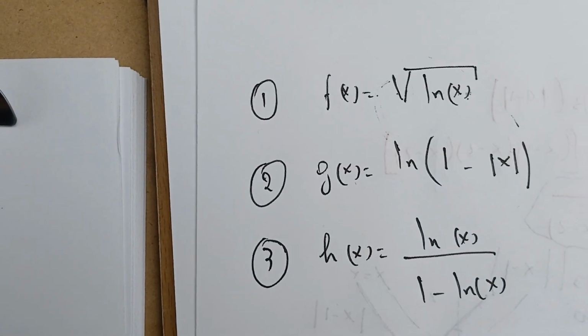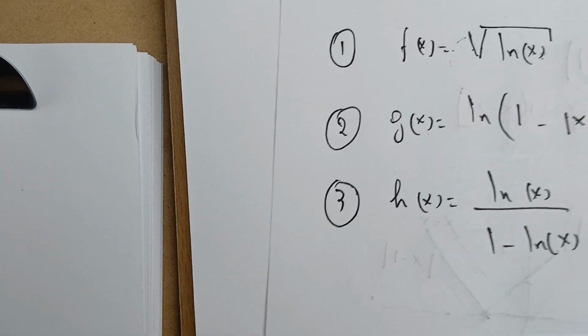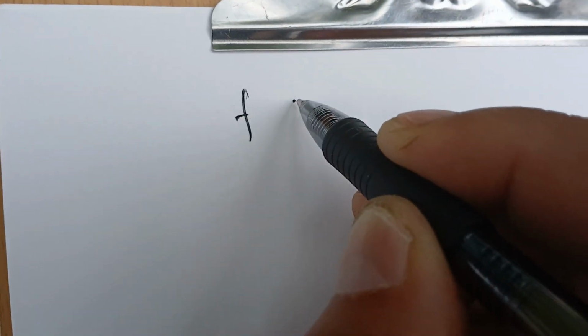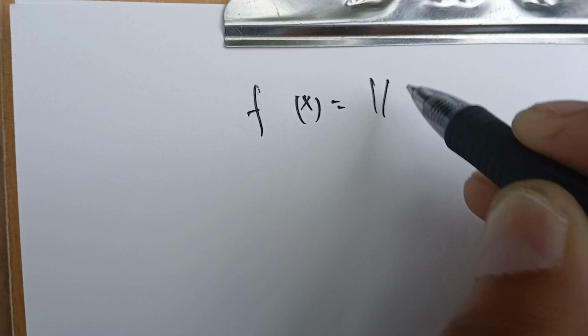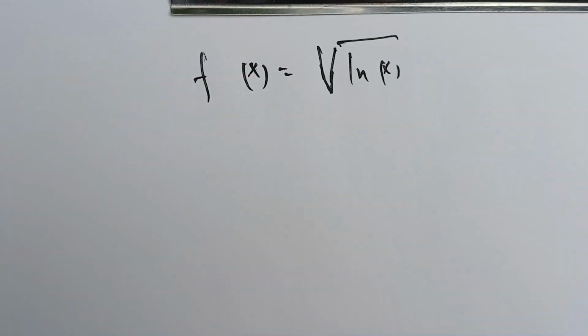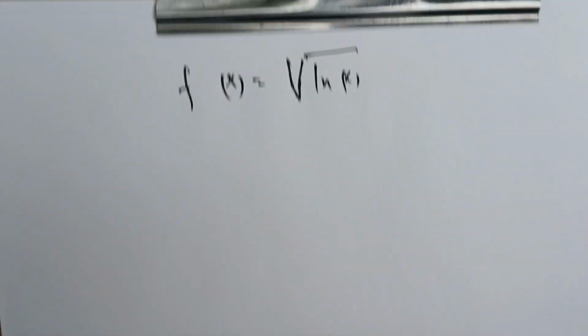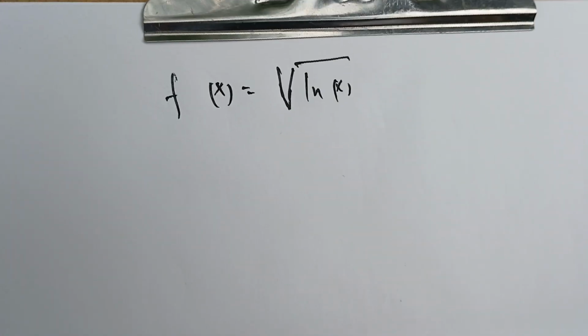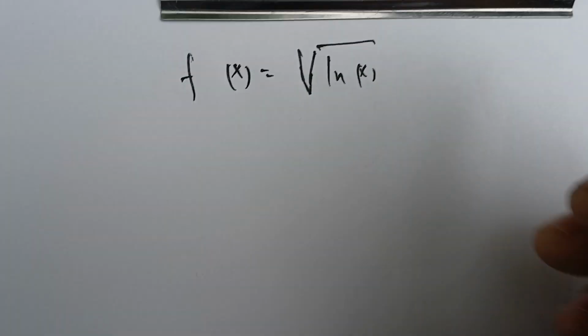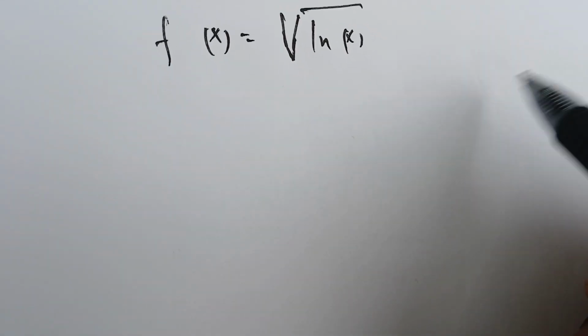So we want to find the domain. Let's start with this first one. Our first function is defined by, let's call it f of x. So f of x is given by the square root of the natural log of x. Okay, and this question we can do it graphically first. Let's do it graphically first.